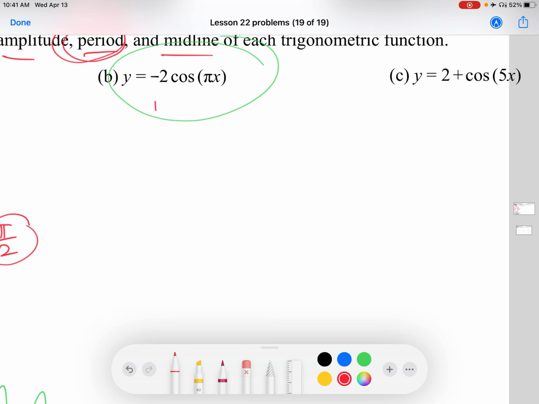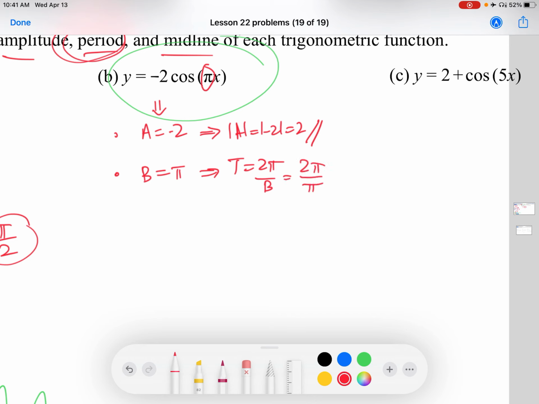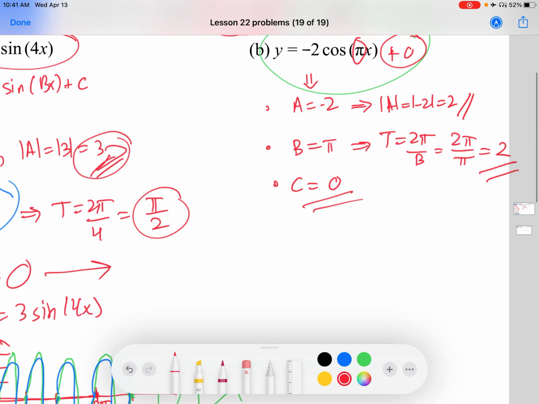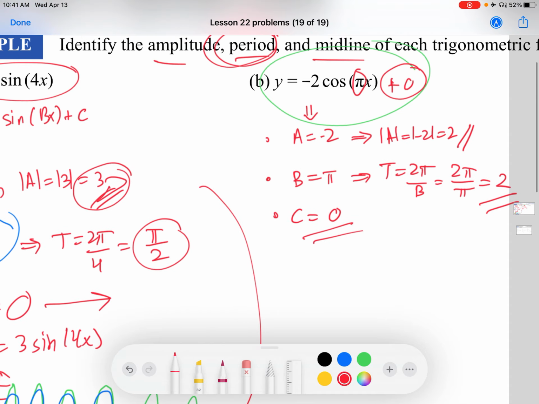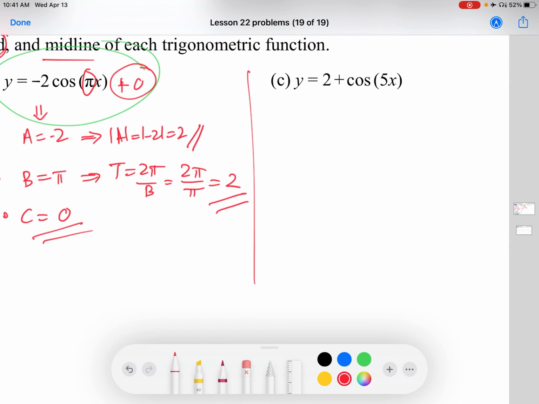We have an a value here of negative 2, so the absolute value of that is 2. That's my amplitude. We have a b value of pi. So T equals 2 pi over b, which tells me my period is equal to 2. And then c is my midline. There's nothing here, plus 0, so c is 0. That's my midline, that's my period, that's my amplitude. Again, we could graph this. I won't do that now, but you can follow the steps that I did over here to generate your own graph of this function.